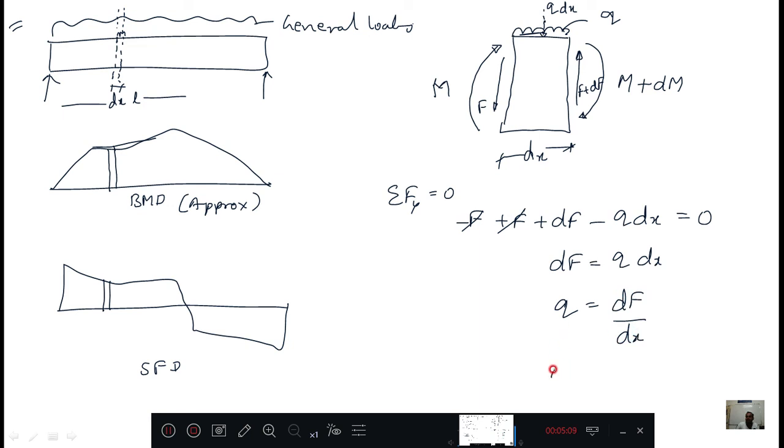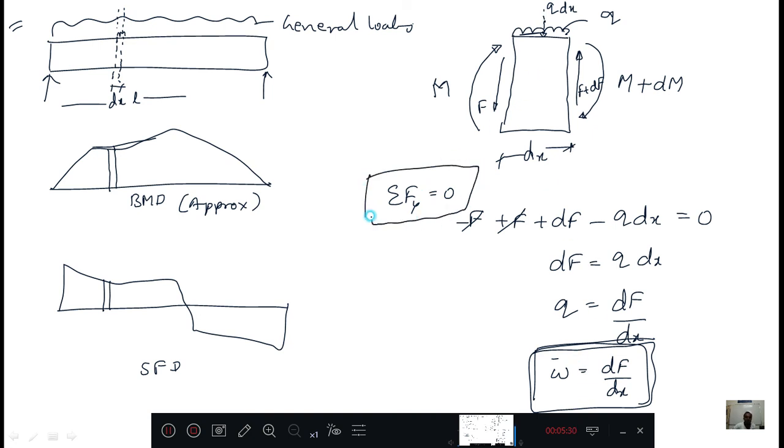Sometimes they will call it w also. q means that is a load, w also, that is dF by dx, right? Over. This is the relation between load intensity and shear force diagram, one derivation. And further, we have considered only one equilibrium condition here; another equilibrium condition is there. That equilibrium condition I will consider.